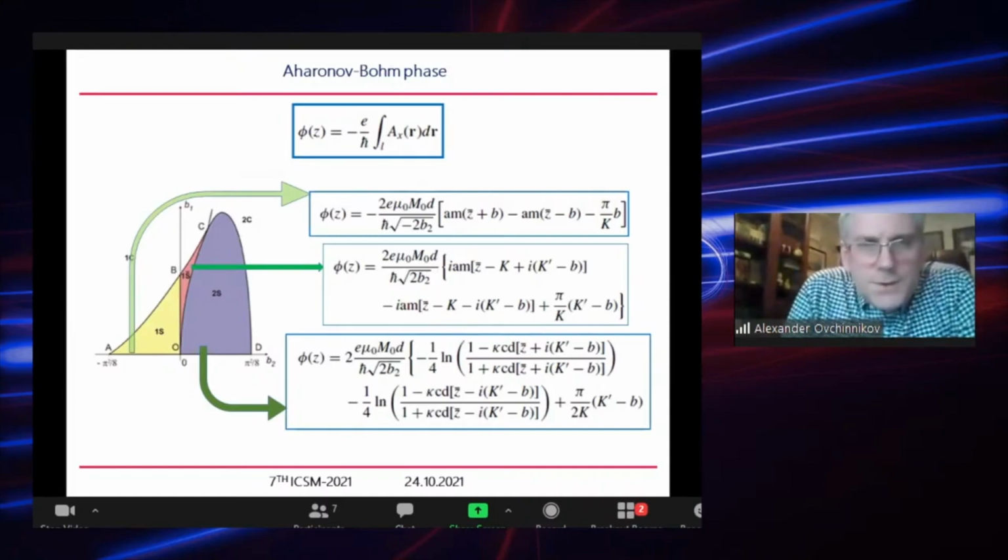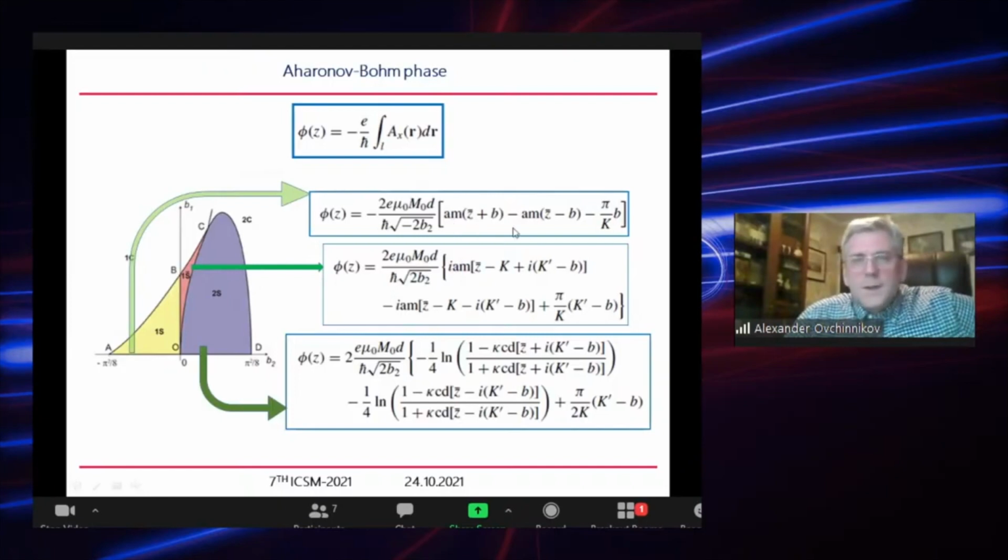I will say that this task is rather routine. It requires some knowledge of technical details, Fourier transformations of elliptic Jacobi functions, and eventually, we may obtain compact analytical results for each of the phases mentioned above. For example, for 1S, we get this simple expression.